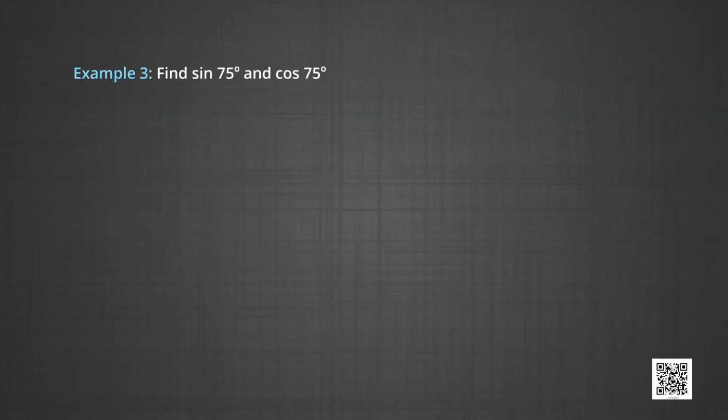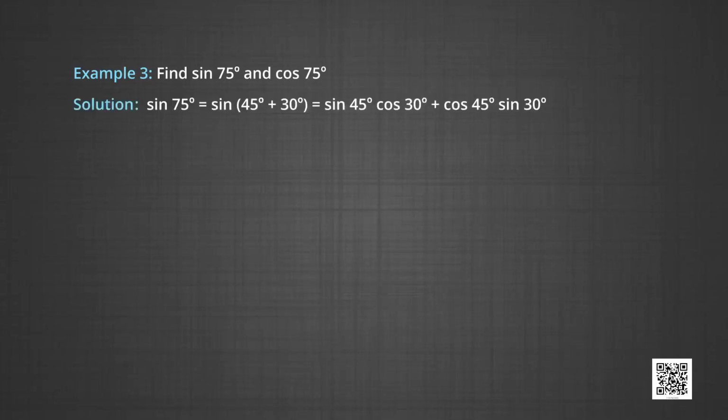In example 3, we will find out the value of sin 75 degrees and cos 75 degrees. To begin with, sin 75 degrees can be written as sin of 45 degree plus 30 degree. Now, using the formula, sin of 45 degree plus 30 degree can be written as sin 45 degree cos 30 degree plus cos 45 degree sin 30 degree.